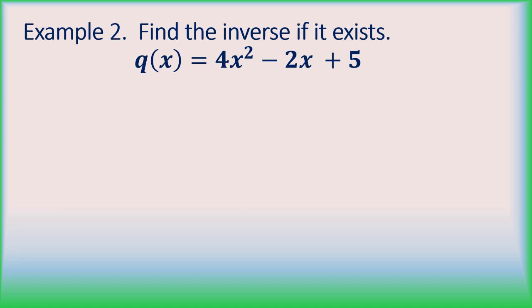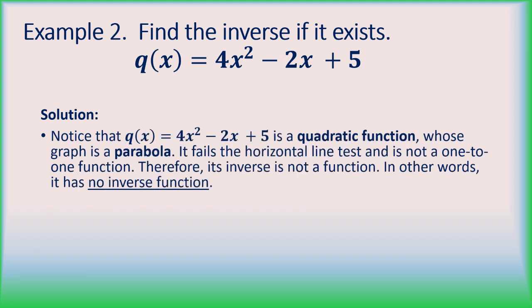Example number 2. Find the inverse if it exists. We have q of x is equal to 4x squared minus 2x plus 5. For our solution, we notice that q of x is equal to 4x squared minus 2x plus 5 is a quadratic function. We have here 2 as the degree. And the graph of this function is a parabola.